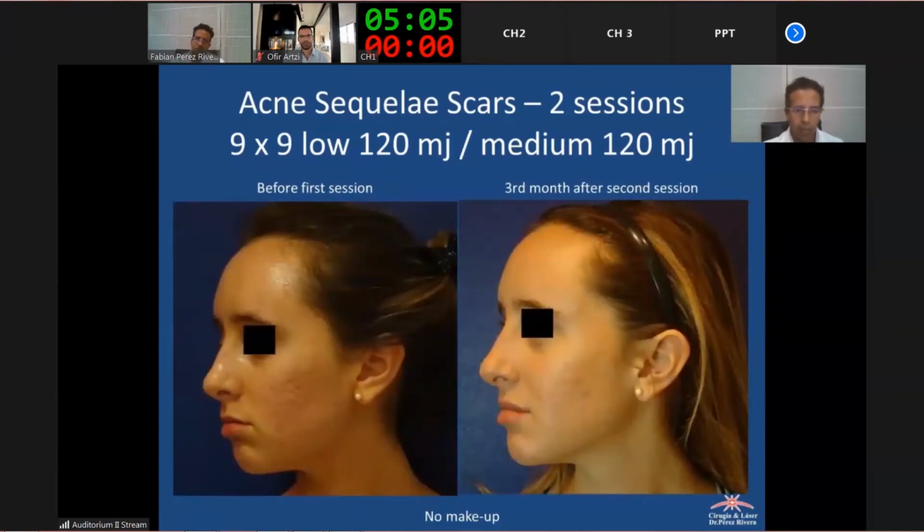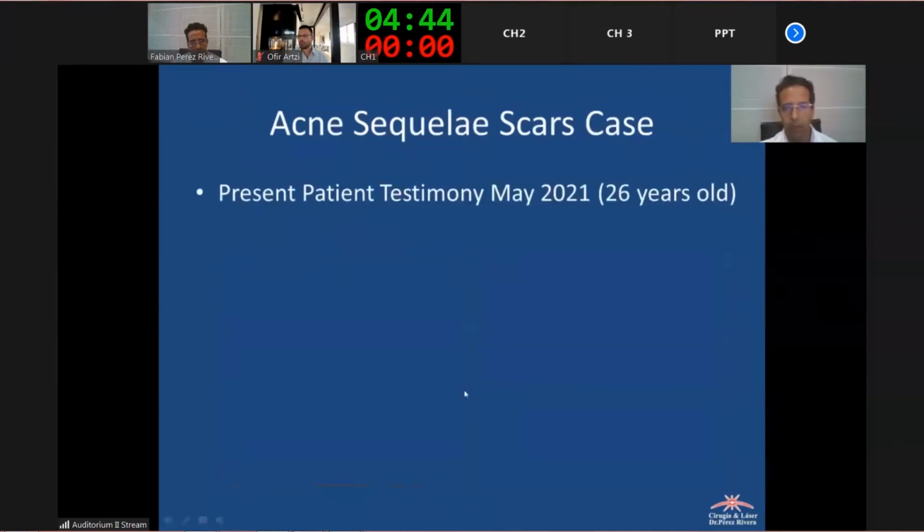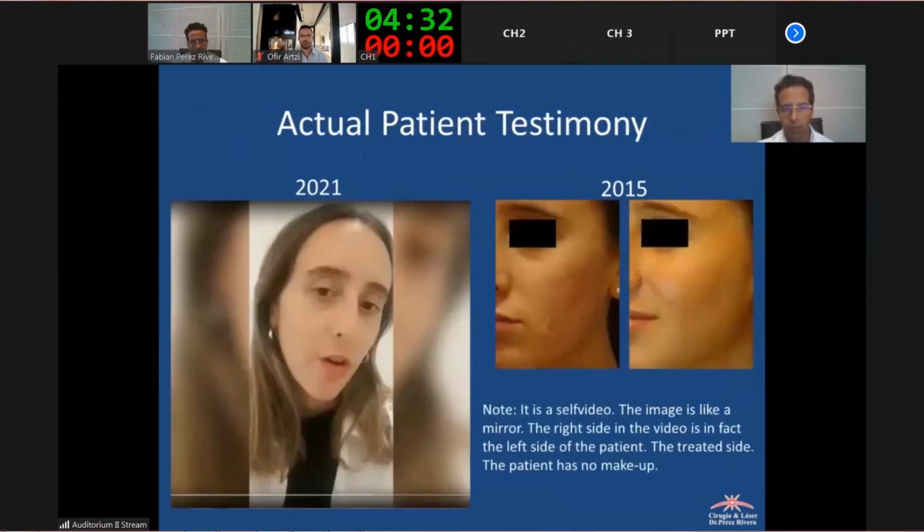Another profile, again, I choose a little part of the face of my patient, a closer view, and again, I take out the color of the photo, and you can better measure the reduction of dots, reduction of scars in the skin of the patient. This is the patient's testimony from May 2021, a few weeks ago, and at this moment she is 26 years old. The testimony is in Spanish. I translate for you.